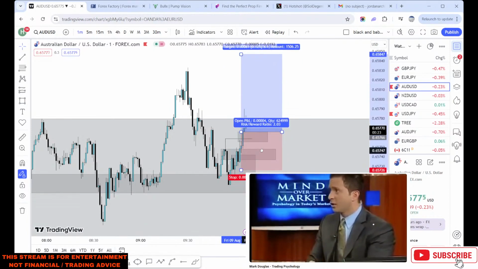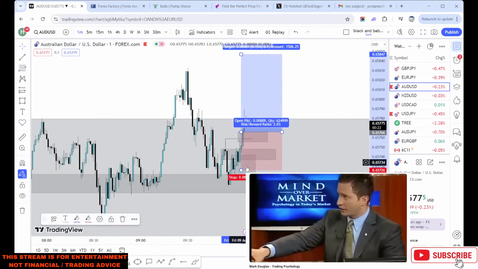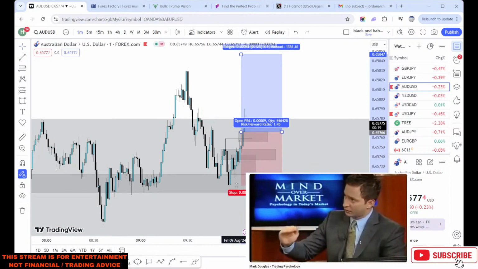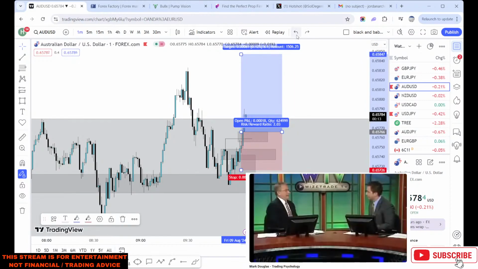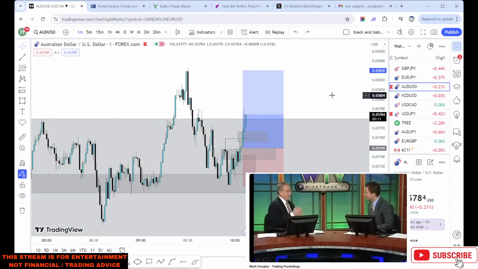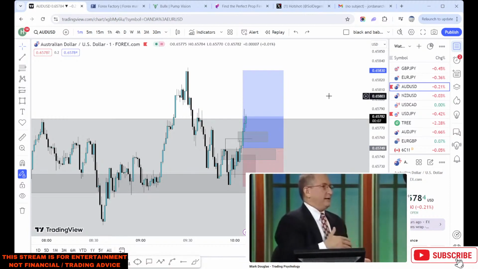What we do here is give people an understanding and a basis of where they should be placing their risk, or stop loss, from a mental perspective, so that they can adjust their trading style in a way that conforms to where they're at in terms of their ability to take the risk.